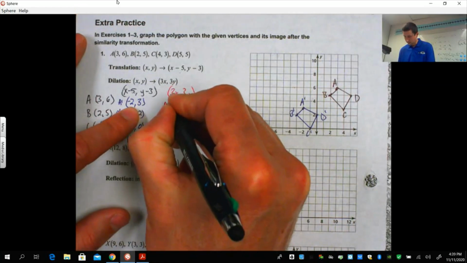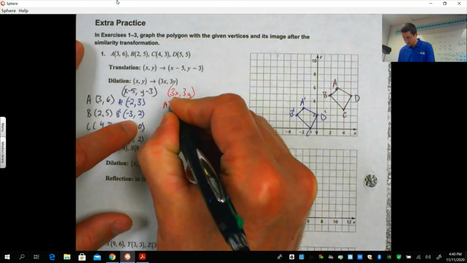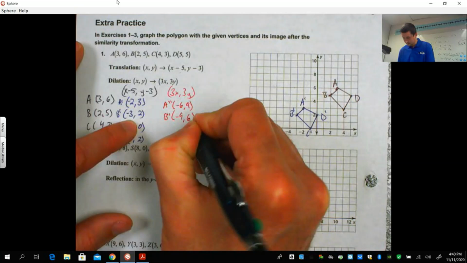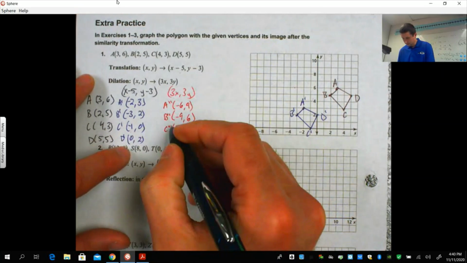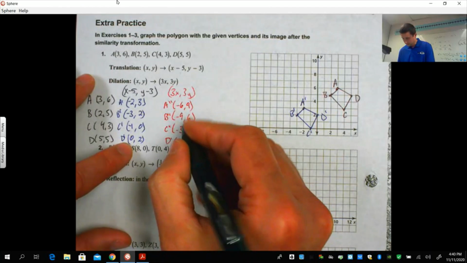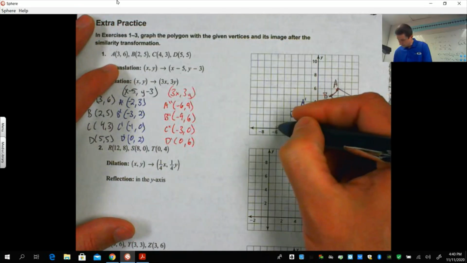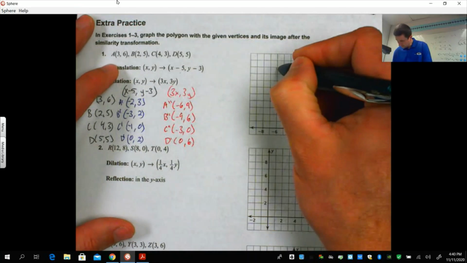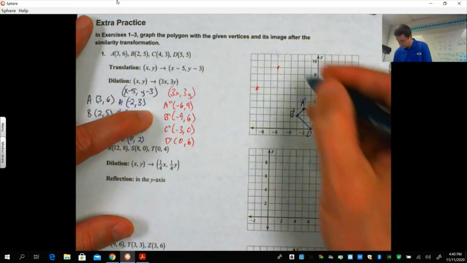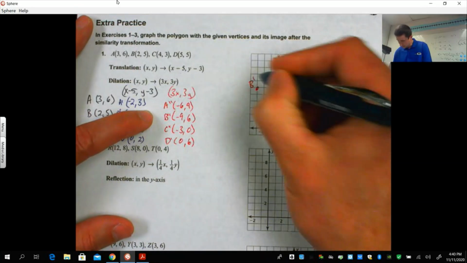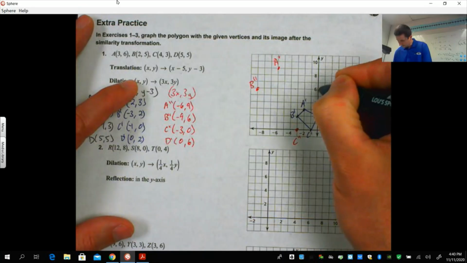I'm going to come up with A double prime times 3, so that's negative 6, 9. B double prime is negative 9, 6. C double prime is negative 3, 0. And D double prime is going to be 3 times 0, which is 0, 3 times 2, which is 6. So negative 6, 9, negative 9, 6, A double prime, B double prime, C is negative 3, 0, and D is at 0, 6.